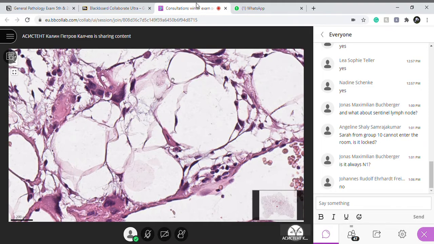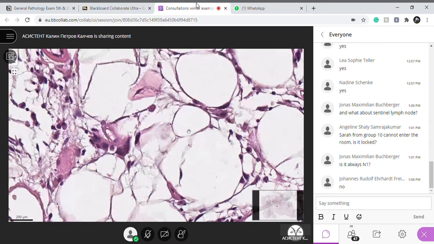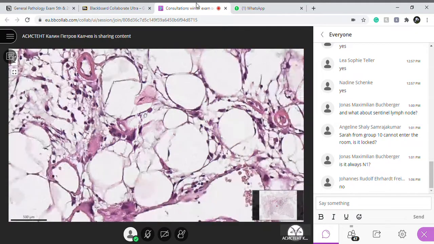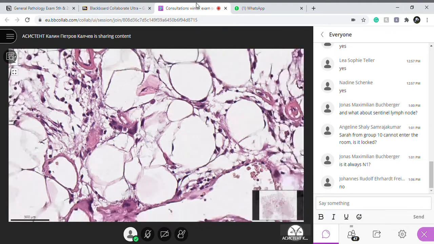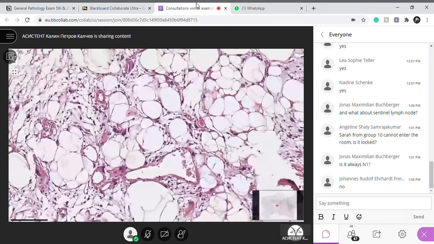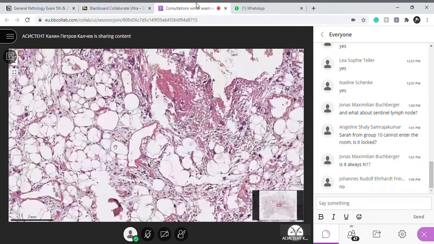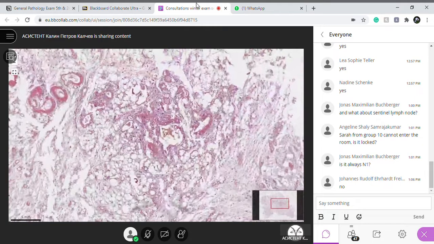Even those which have a good differentiation, you can see that some of them are big, some of them are small. So there is some discrepancy in the size and shape. That means cellular atypia. Here you can see the nuclear atypia is very prominent. So this is what we will define as a malignant tumor that derives from the adipose tissue, and we call that liposarcoma. Okay, so this is a liposarcoma.